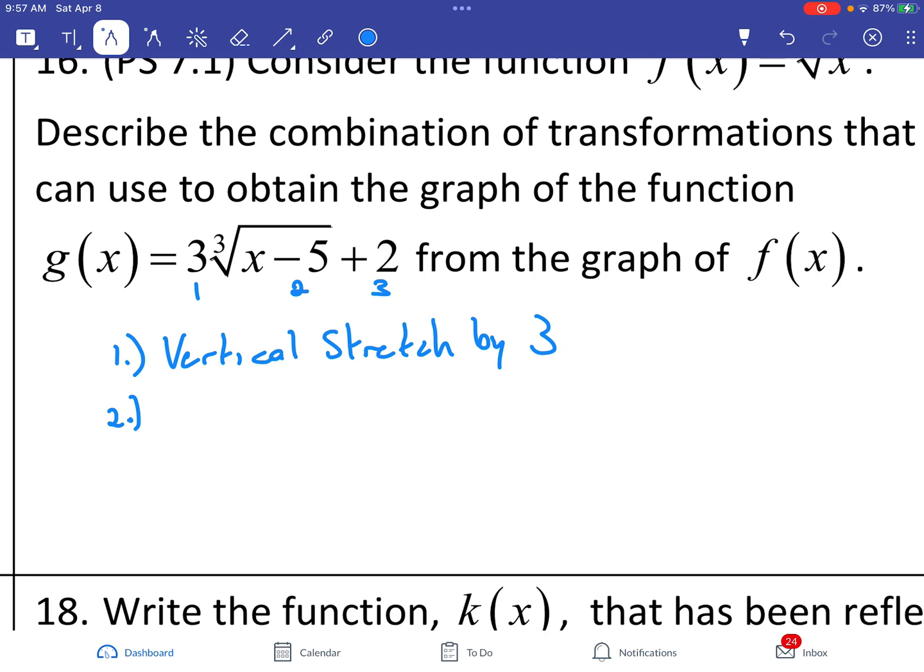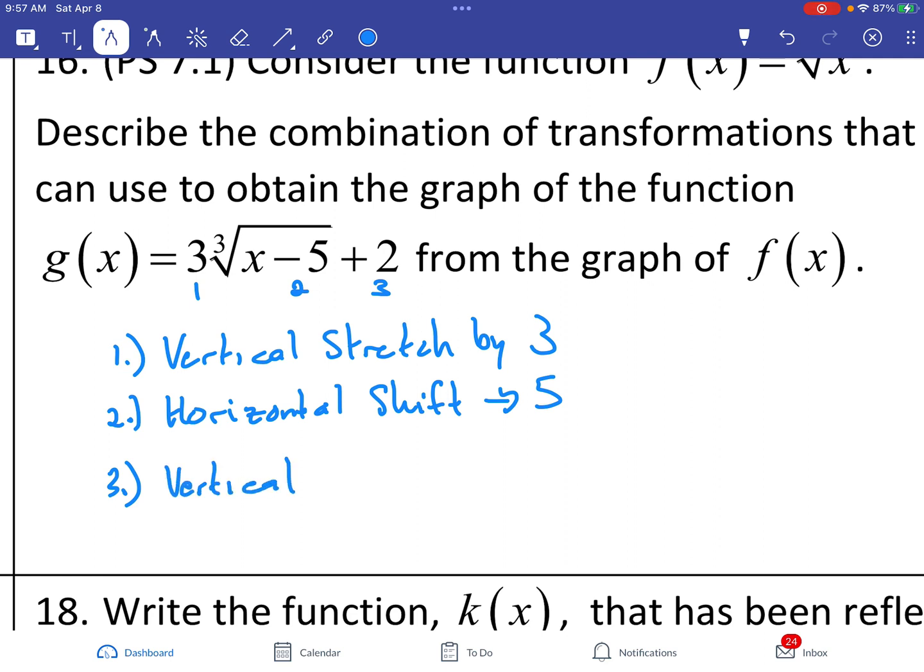The second one, you're subtracting on the inside of the function, so it's a horizontal shift. It's minus, it's going to the right by 5. And the last one, we're adding 2 on the outside. This is a vertical shift. And you're going up by 2.